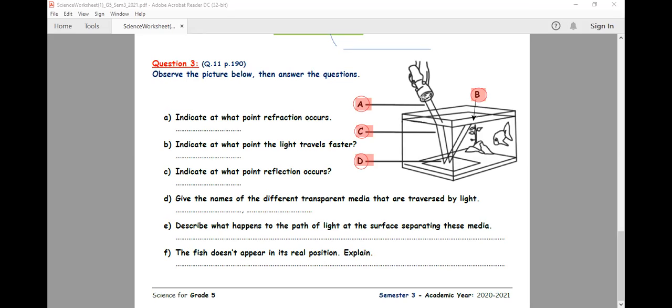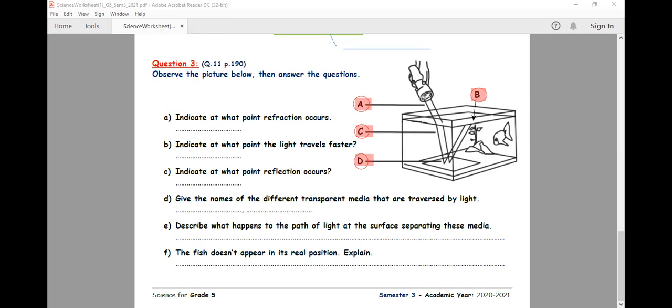Part C: at what point does reflection happen? Reflection is at point D, the mirror. Excellent job. Yes, it reflects.